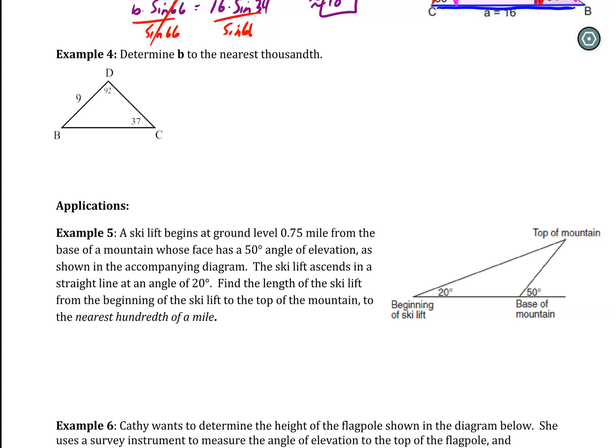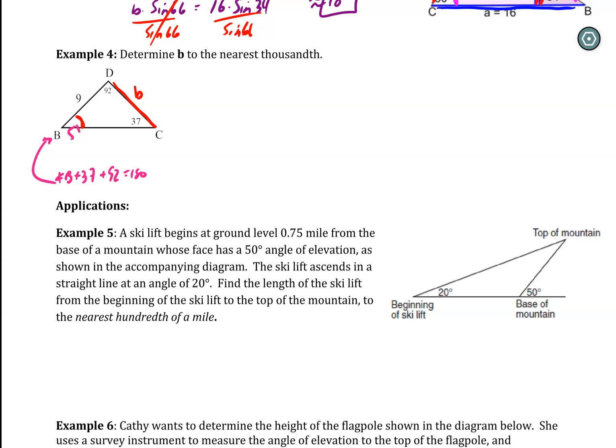All right, determine the little b to the nearest thousandth. So again, we're looking for little b. That's across from angle B. So we don't have that angle, so again, I need to find that angle. Here, we'll do this off to the side. Angle B plus 37 plus 92 all has to equal 180. What's 37 and 92? That would be 129. If we take that away from 180, that would be 51. So that means angle B is 51.